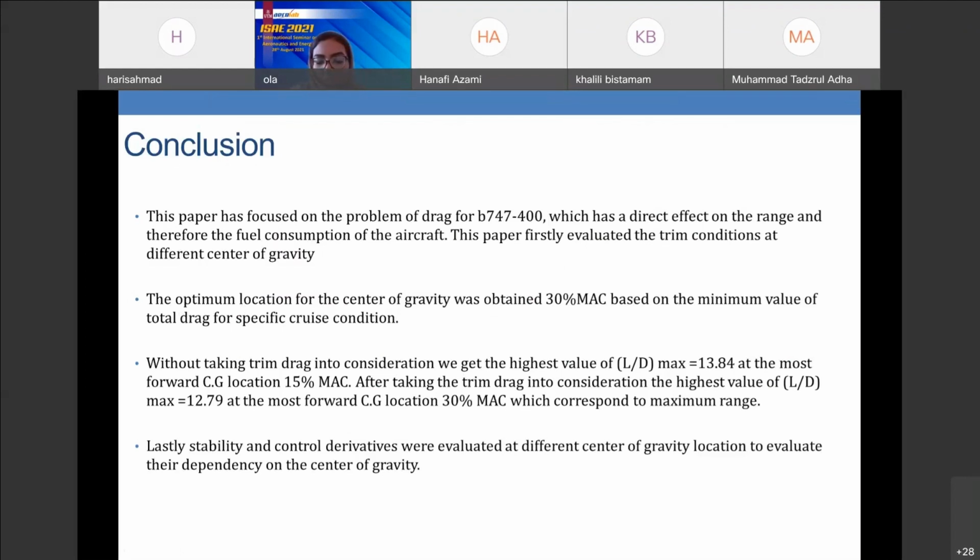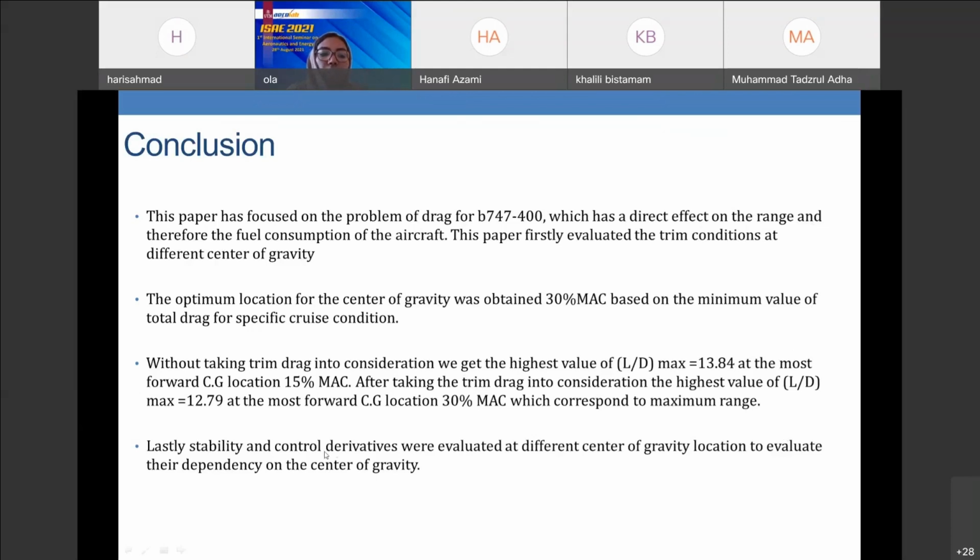Without taking the trim drag into consideration, the highest value for lift to drag ratio is 13.84 at the most forward location, which is 15%. After taking trim drag into consideration, the highest value for lift to drag ratio is at 30% mean aerodynamic chord, which corresponds to the maximum range. In the second value we have the trim drag into consideration. That's why there is a difference. In the first value we don't.